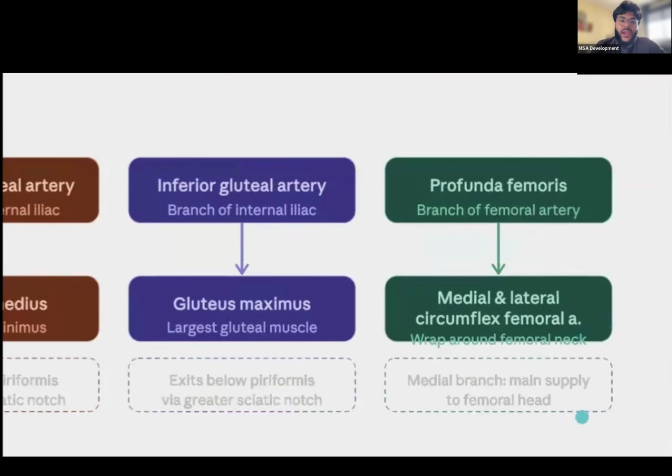Next up, you have the profunda femoris. I'll talk more about this artery a little later on. But for now, the profunda femoris is a branch of the femoral artery. It gives off the medial and lateral circumflex arteries, which wrap around your femoral head, and they're the main blood supply to your femoral head. As you probably took in your lectures already, if there's a femoral neck fracture, it's very common to have avascular necrosis, because these arteries get damaged.